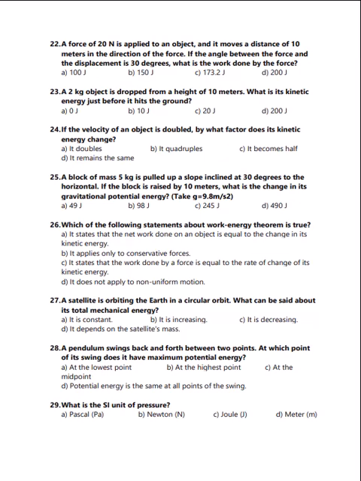It is constant. Next question is: a pendulum swings back and forth between 2 points. At which point of its swing does it have maximum potential energy? Options are: at the lowest point, at the highest point, at the midpoint, or D is potential energy is the same at all points of the swing. Correct answer for question number 28 is B, that is at the highest point.